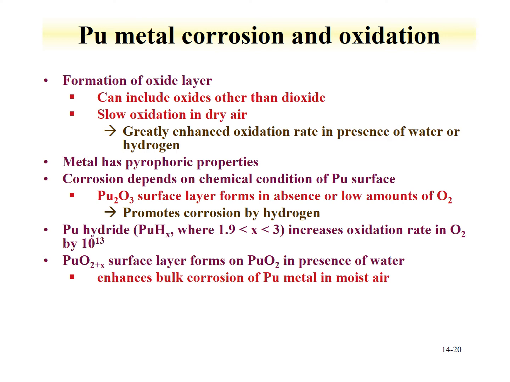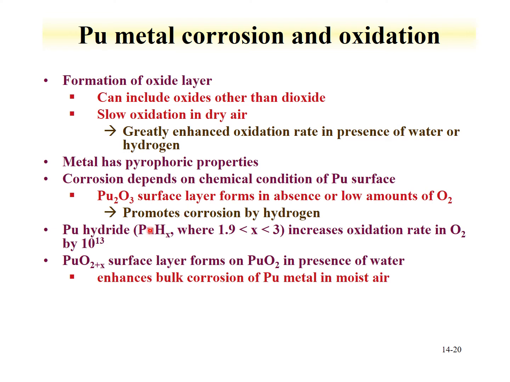Plutonium metal has pyrophoric properties, so it's known that the oxidation can be very rapid. What is known is that the corrosion depends upon the chemical conditions of the plutonium surface. So if there's low amounts of oxygen present, as opposed to forming PuO2, Pu2O3, so the trivalent as opposed to the tetravalent oxidation state can be formed. This phase actually promotes corrosion by hydrogen. So the role of water, again in the presence of oxygen, is important.